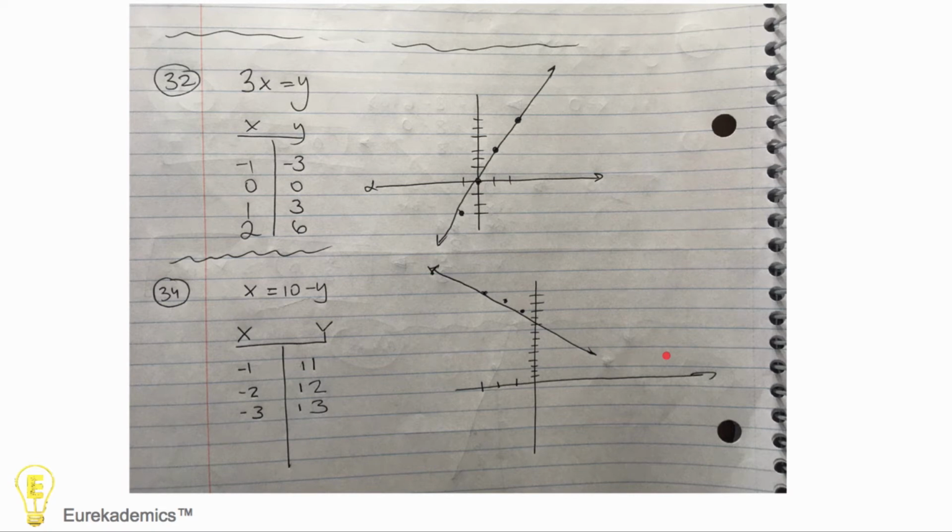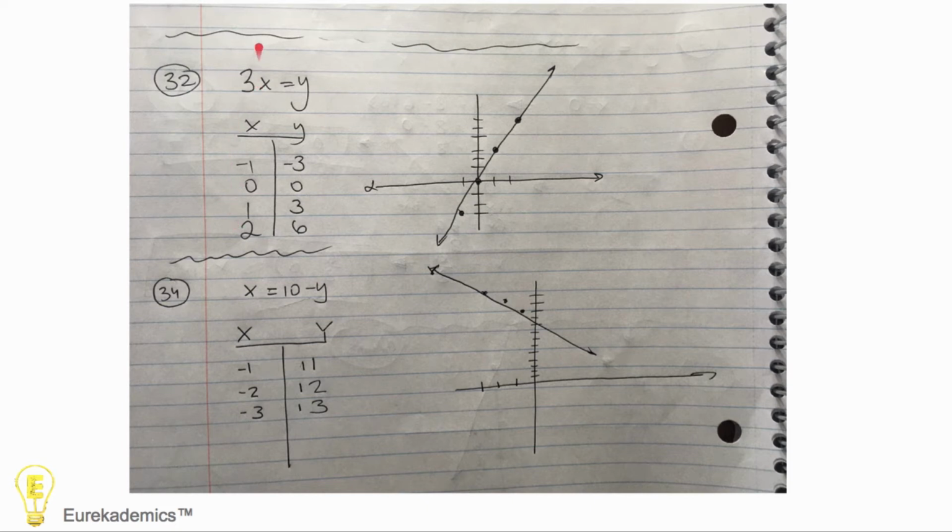All right, now we have number 32. This was switching to the data table. So 3x equals y. My favorite 3 numbers, I picked 4 just to go a little extra. My favorite 3 numbers are usually negative 1, 0, and 1. And if I don't want to deal with the negative, I do 0, 1, and 2.